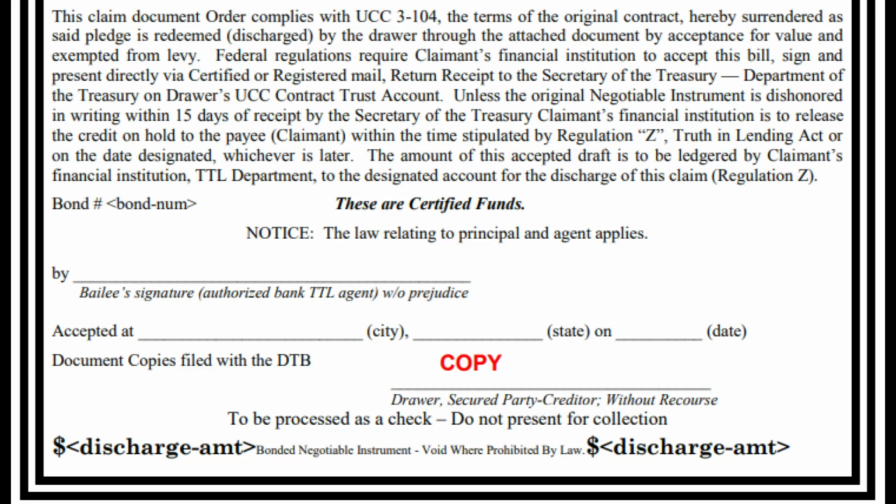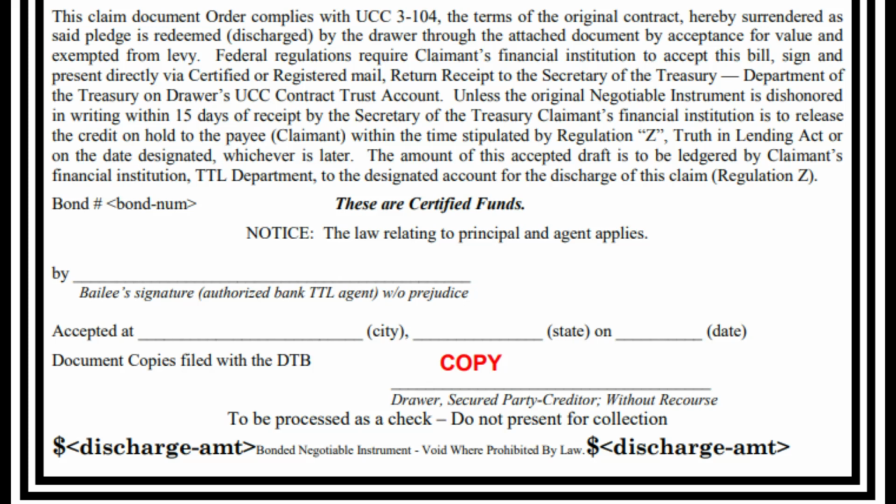So the claim document order complies with UCC 3-104, the terms of payment, tender, and things like that. What this is going to do is put them in a position where they have to either accept it or reject it and discharge the debt anyway. Because they can't reject the payment. Okay. So the terms of the original contract are hereby surrendered as said pledge is redeemed, discharged by the drawer through the attached document by acceptance for value and exempted for levy.